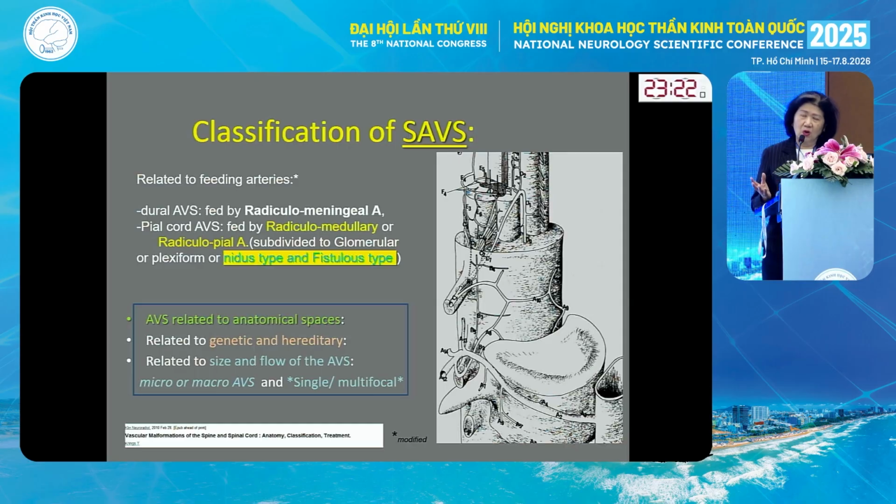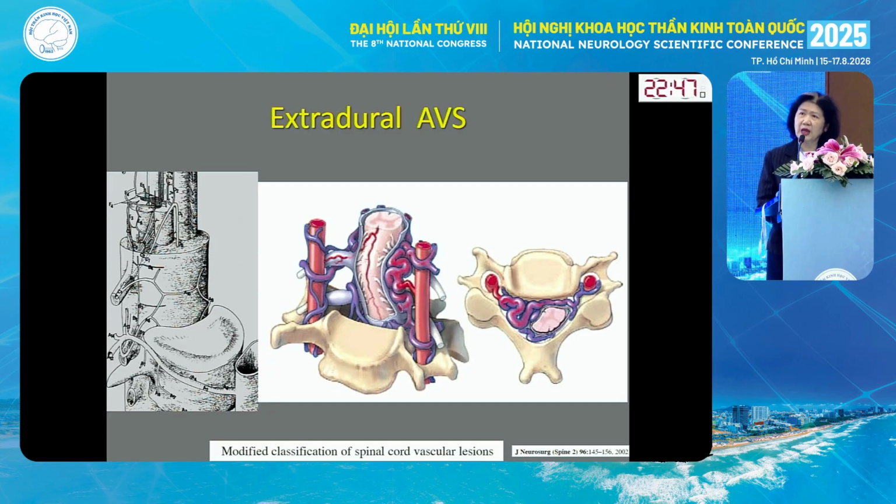To our knowledge, each group is supplied by each type of artery. So spinal vascular anatomy is mandatory to know. For example, dural arteriovenous shunts are fed by the radiculomeningeal artery, while the pial or cord arteriovenous shunts are supplied by either radiculomedullary or radiculopial arteries. And they can be divided into the glomerular or plexiform nidus type or fistulous type. We start with something outside the dura called extradural arteriovenous shunt.